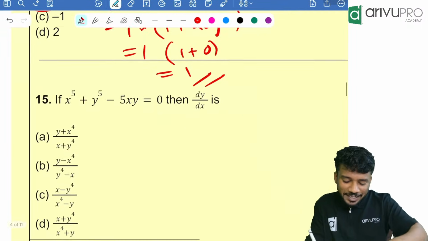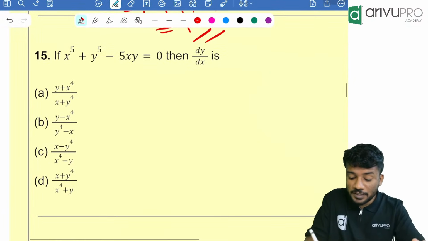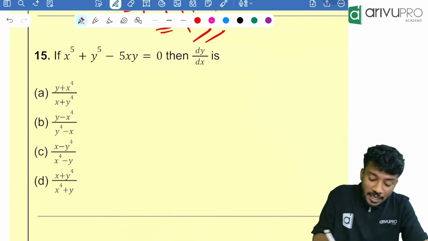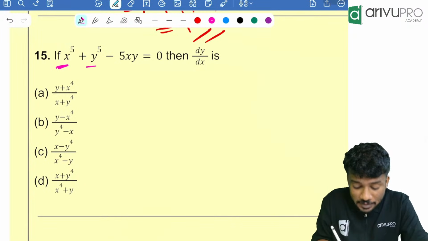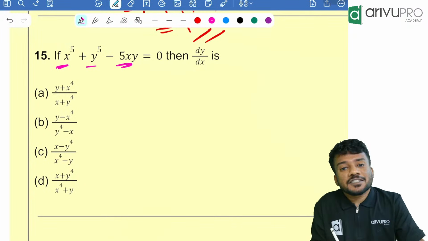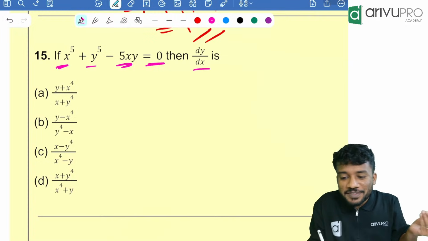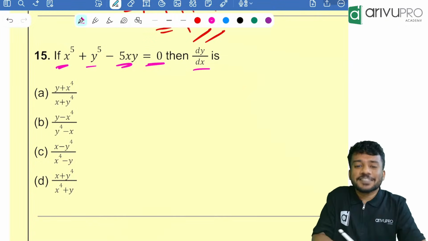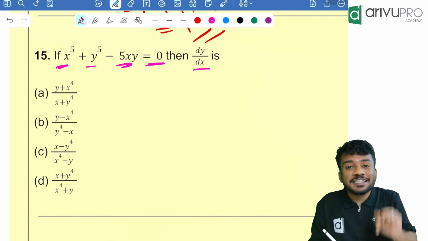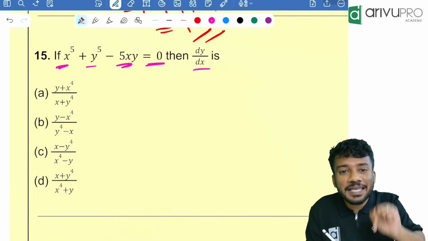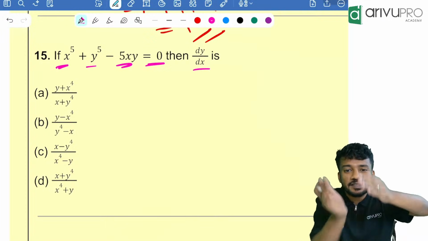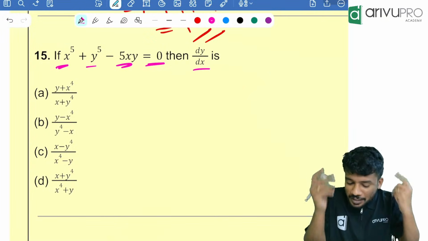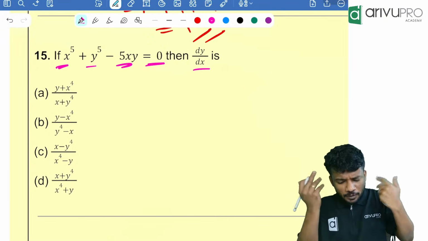Option B. Next question. Yes, this one we will solve with a shortcut. I'll teach you the shortcut again. X raised to 5 plus y raised to 5 minus 5xy is equal to 0. Then need to find the value of what? Dy by dx. What is the shortcut? What type of function is it? It is an implicit function. What do you mean by implicit function? When x and y are in the same side, we can use a shortcut. Many of you know it, but if you don't know, I'll show the shortcut.